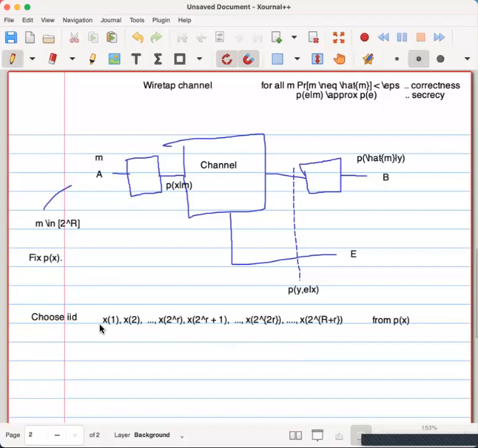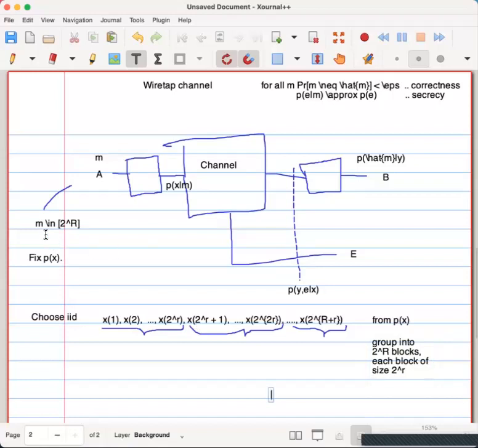Now group them into blocks of size 2 to the r. This is the first block, this is the second block, and so on, and somewhere here is the last block. So the number of blocks is 2 to the capital R. So group into 2 to the capital R blocks, each block of size 2 to the little r.